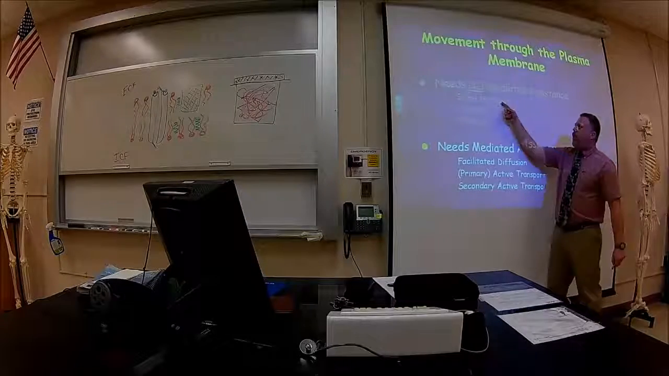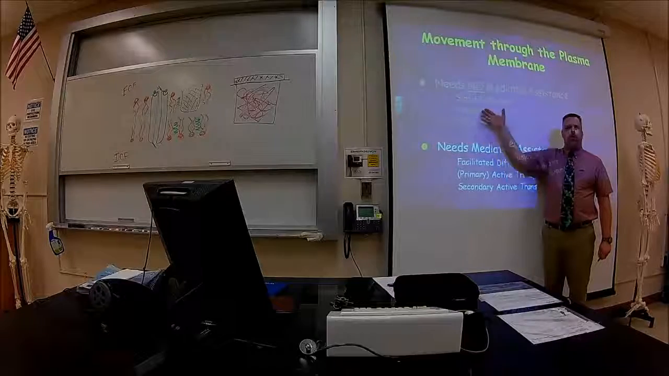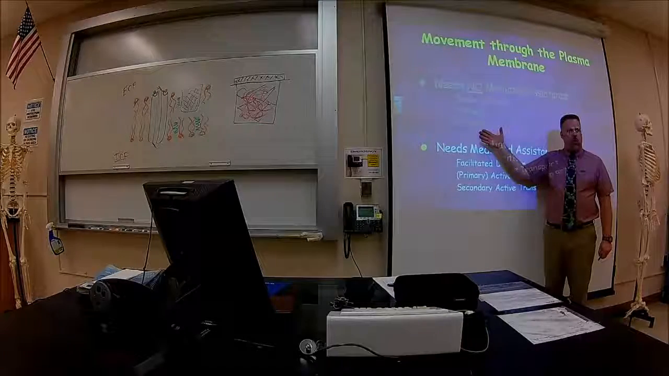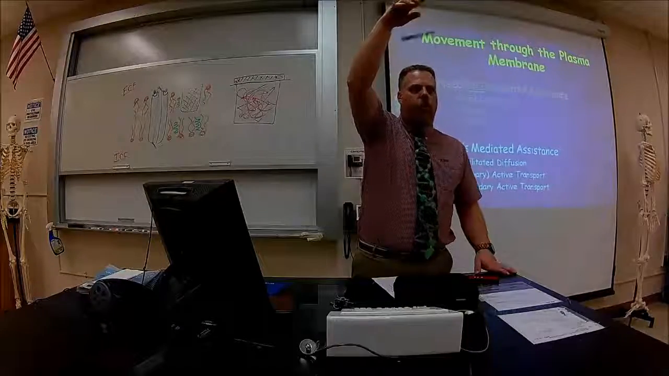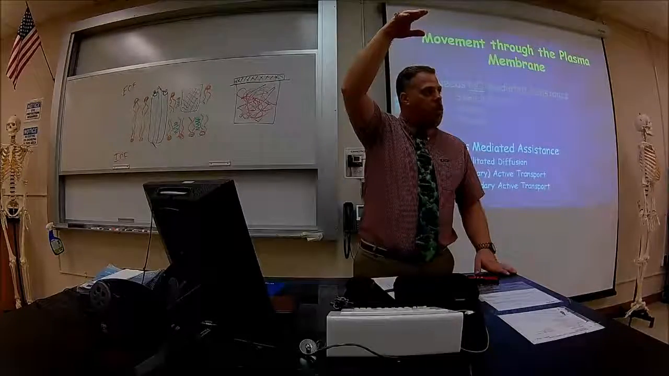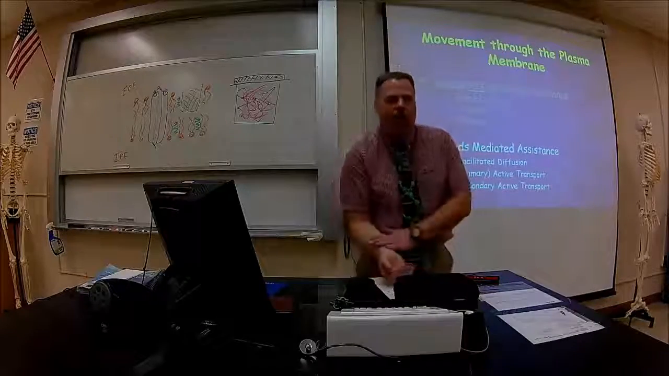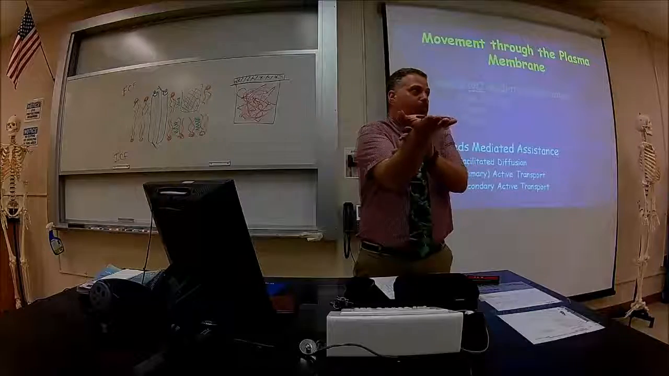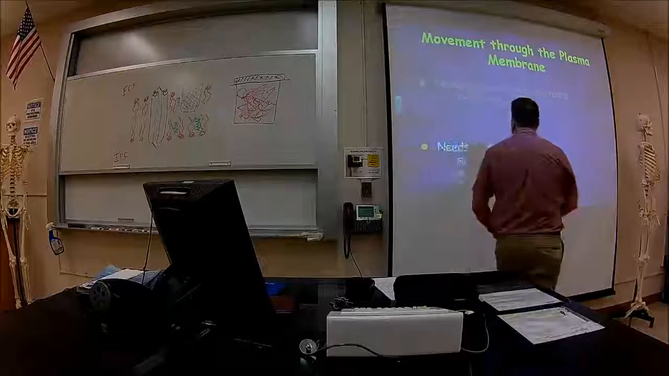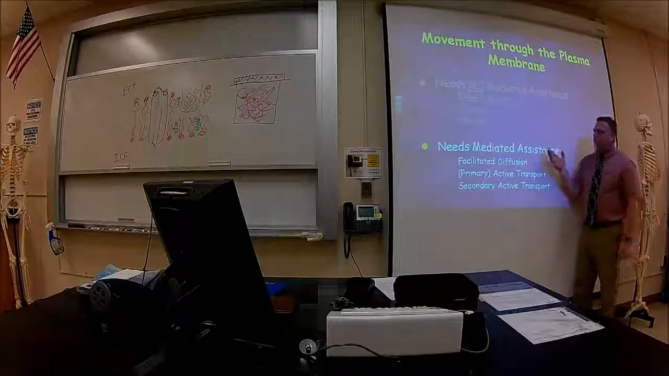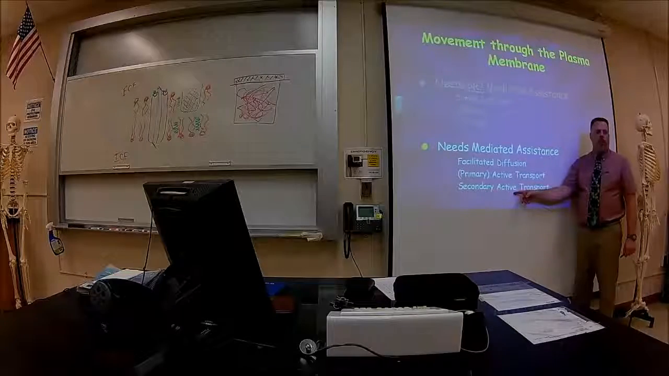The ones that don't need assistance are called simple diffusion, osmosis, and filtration. These are naturally occurring kind of things. All right, as much as I take my pen over here, it naturally wants to fall down. Okay, naturally. If I need to put it back up there, I'm going to have to use energy, assistance from energy to move it back up there. Okay? These are the things that need some kind of assistance: facilitated diffusion, active transport, and secondary active transport.